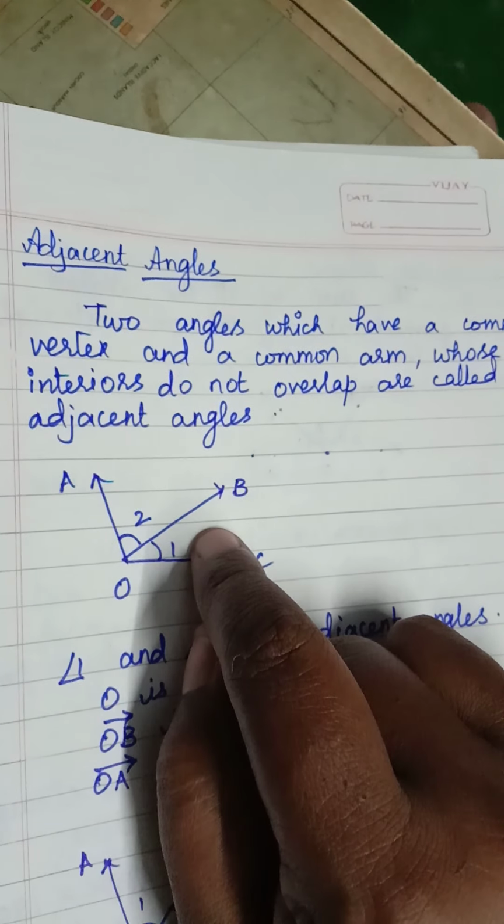Next, linear pair of angles. When we have two adjacent angles that are supplementary, meaning when you add both, they will be equal to 180 degrees, then they are called a linear pair of angles. See here, this is a straight line. The angle in a straight line is 180 degrees. So when you add angle 1 and angle 2, it will be equal to 180 degrees. So these two angles are known as a linear pair of angles.